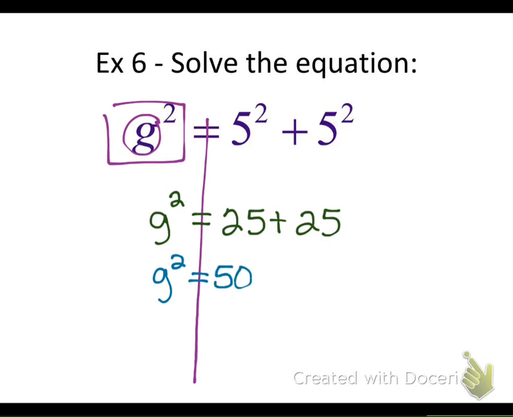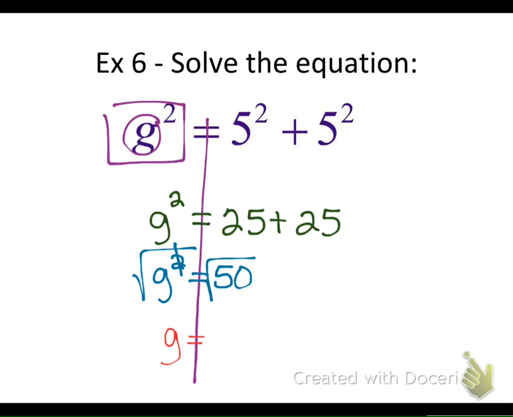Now, we're kind of at a standstill. I have the g squared, and I have the 50. I can't do anything on my right side because it's already been simplified. So now I have to get rid of the square sign. How do I get rid of the squared sign? You take the square root. If I square root one side, I square root the other. Square and square root cancel. From here, I bring down my g equals, and then what's the square root of 50?